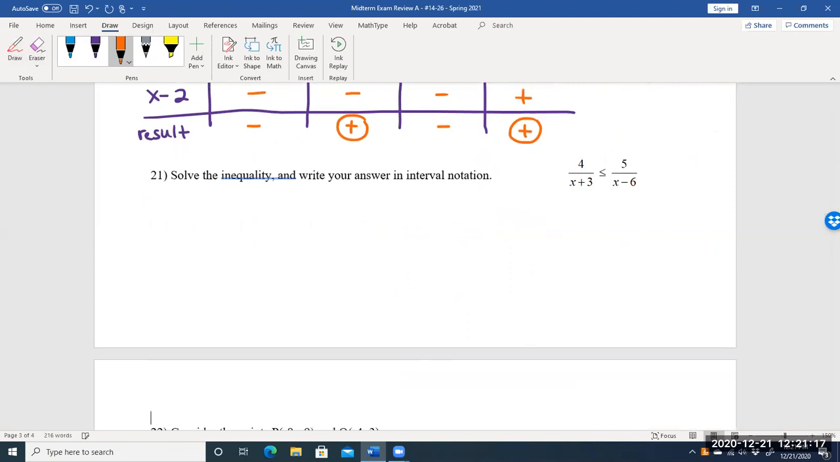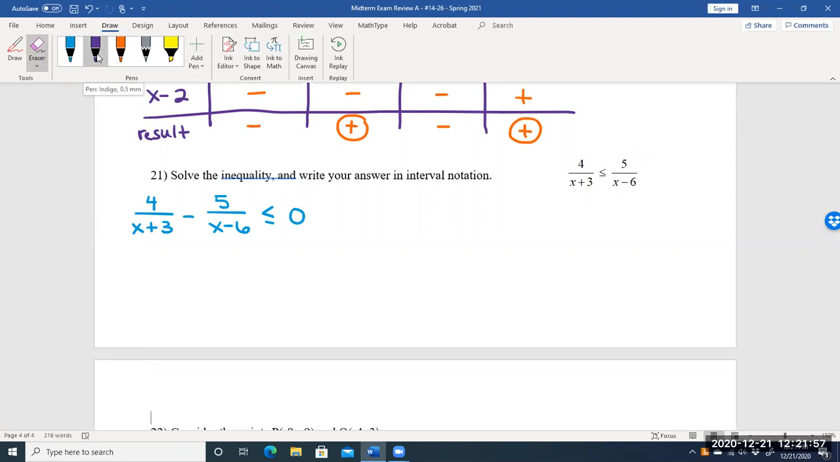Okay, 21, we've got another rational inequality. And so once again, we are going to need a sign chart. In order to make a sign chart, we need to get a 0 on one side of the inequality. And the way we do that is we subtract. So I'm going to subtract 5 over x minus 6 from both sides. So we're subtracting this from both sides of the inequality.